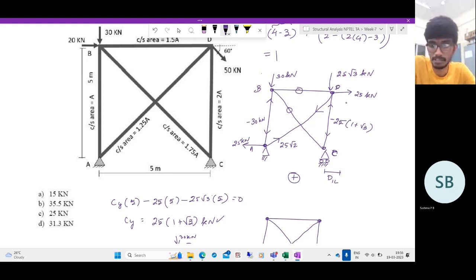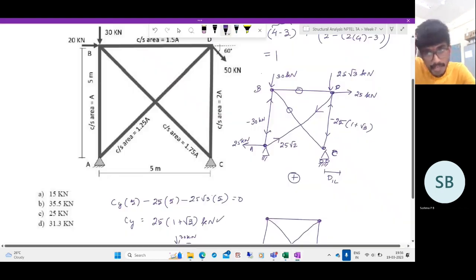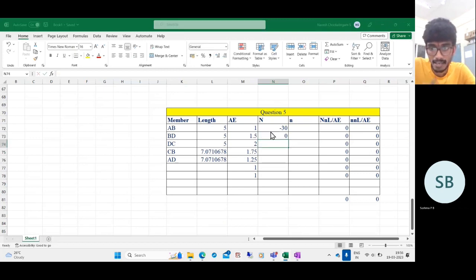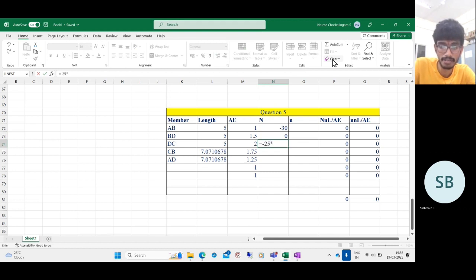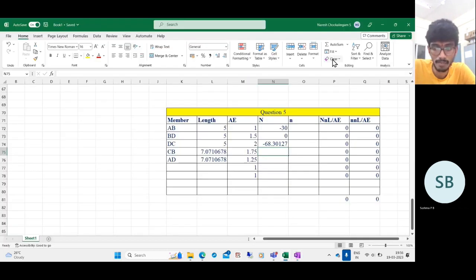As usual, let us fill in these values into the Excel sheet. So what is the member force in the member AB? 30 minus 30. BD 0. DC minus 25 into 1 plus root 3. So it is equal to minus 25 into 1 plus square root of 3. And for the member CB, it is 0. And for the member AD, it is tensile 25 root 2.